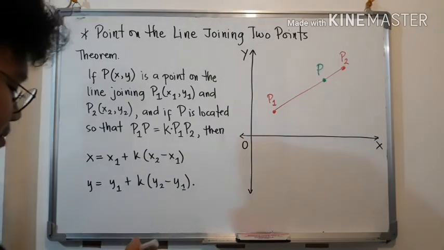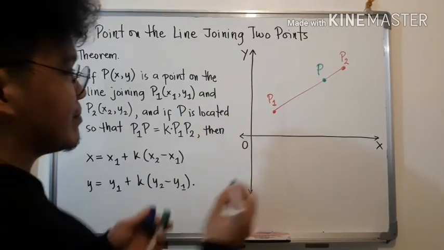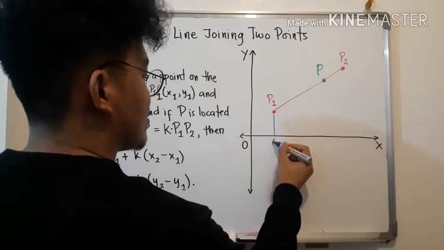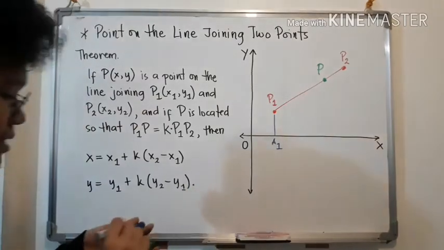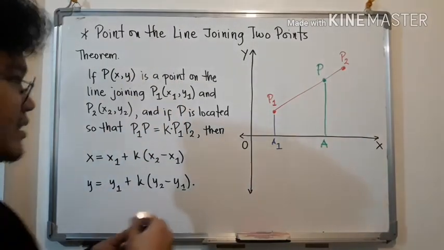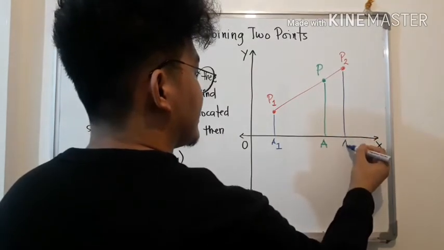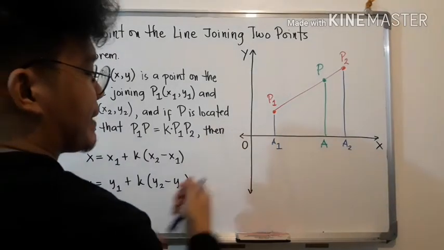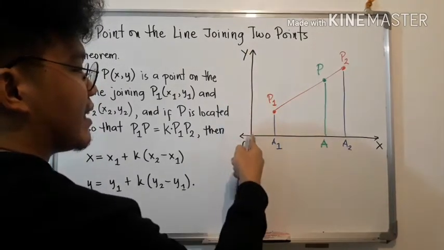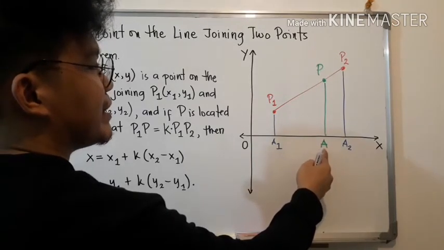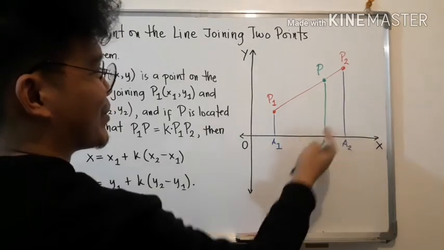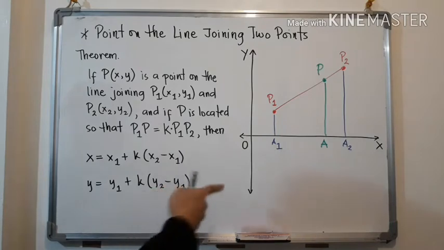Now, we are to construct a line segment A1 to P1. Say this corresponds to A1. I'll make use of green. This corresponds to A, and this corresponds to A2. So that directed segment A1 P1 is parallel to OY, and same with directed segment AP is parallel to OY, and directed segment A2 P2 is parallel to directed segment OY.